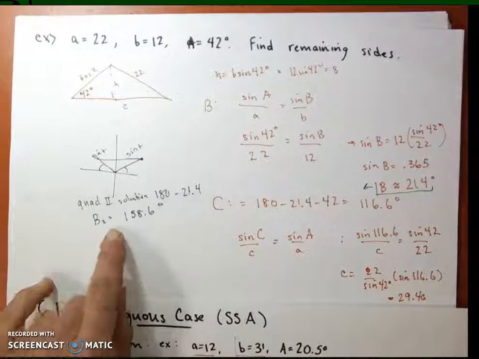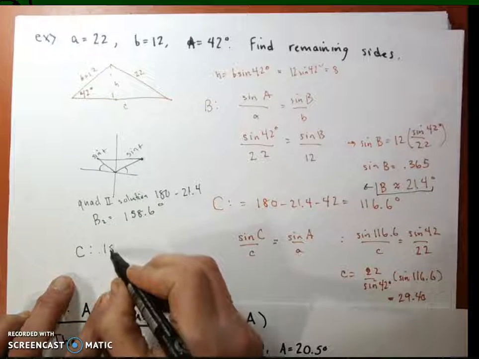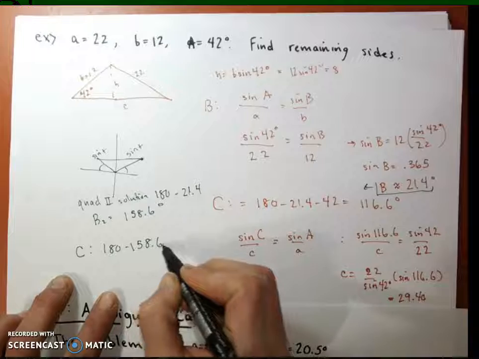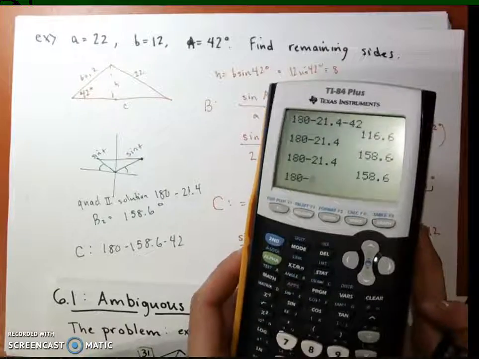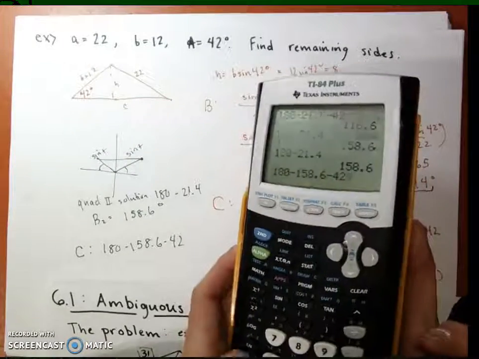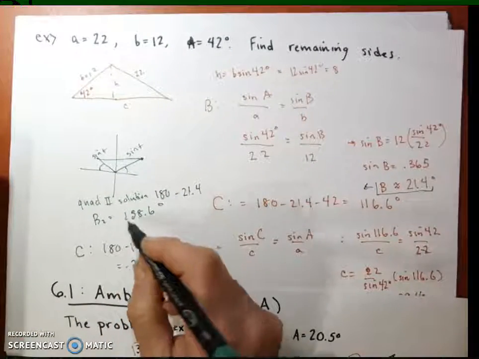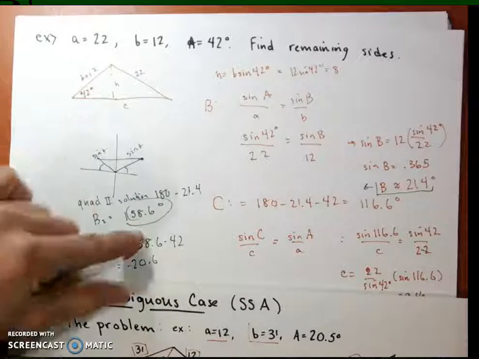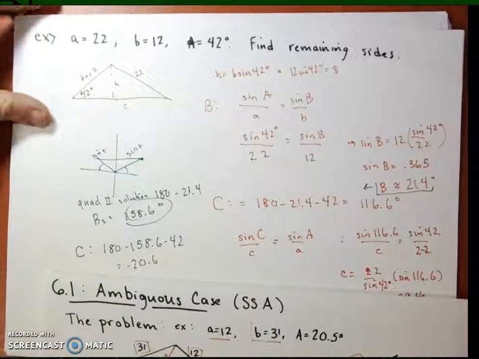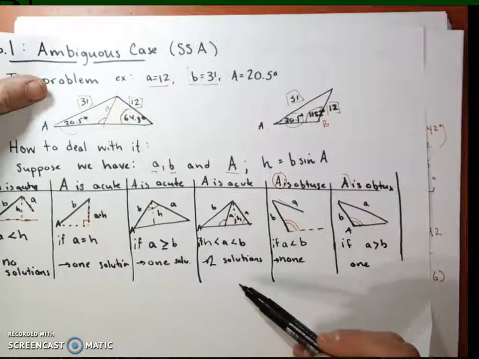So my other possible solution, let's call it B2, will be 180 minus 21.4, which is 158.6. So that still seems possible, but then if I try to find C, that's going to be 180 minus 158.6 minus 42. That's going to give me a problem. That's a negative value for C. So this can't happen because our second possibility for B2 was just way too big. So later we'll see a case where it actually does work. We solve for the second possible solution for B and it makes a triangle. That's going to be in this case where we have two possible solutions, where the size of A is between H and B.